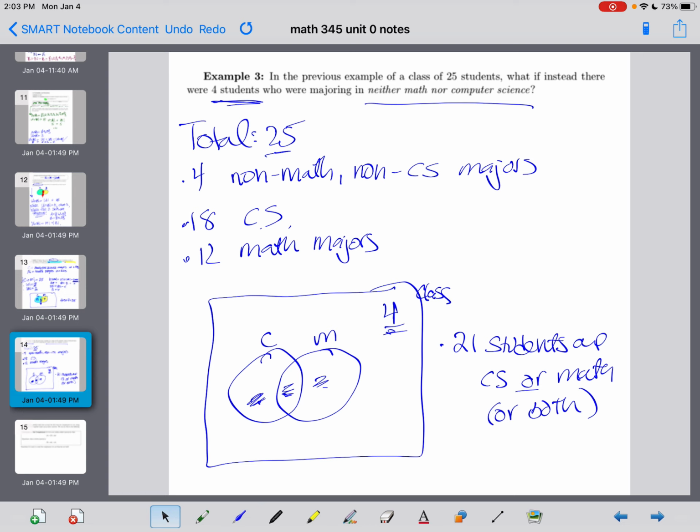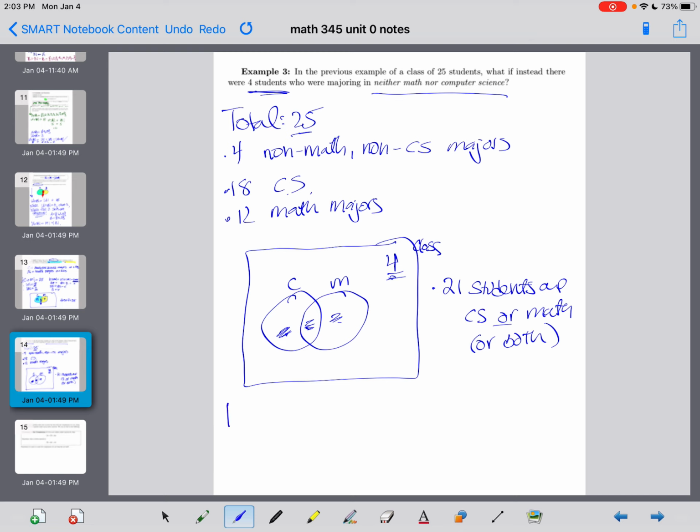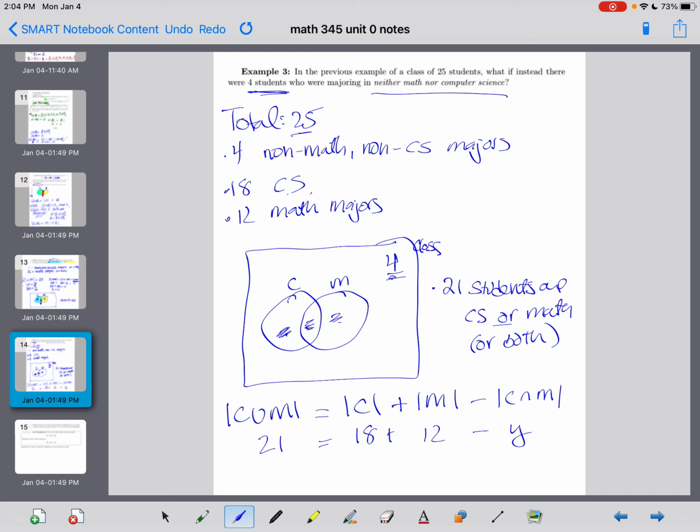So I'm going to use the same technique here, I just needed to take this extra step at the beginning. So now I know that the cardinality of the union is going to be 21 students, and it's still going to be the case that this is equal to the cardinality of the computer science majors plus the cardinality of the math majors minus the cardinality of the intersection. So this is going to be 18 plus 12 minus, let's call this y. This is what we're looking for, the intersection. So 21 is equal to 30 minus y. All right, that tells me that y is equal to 9. In other words, there are 9 students that are both computer science and math majors.